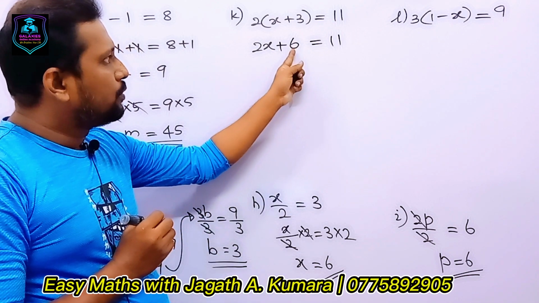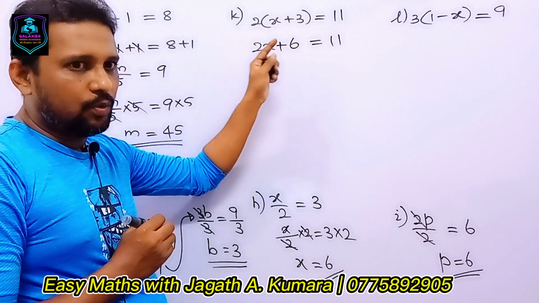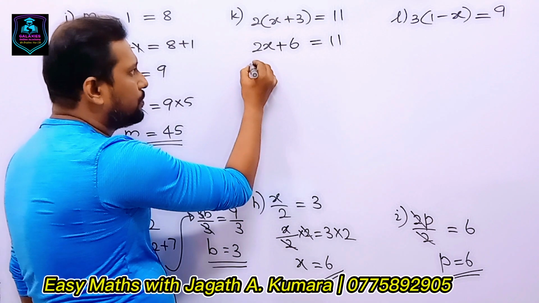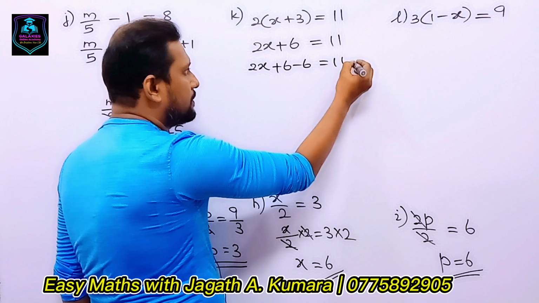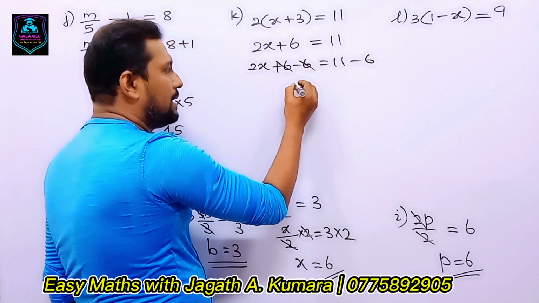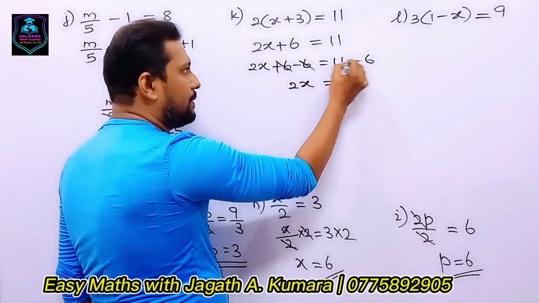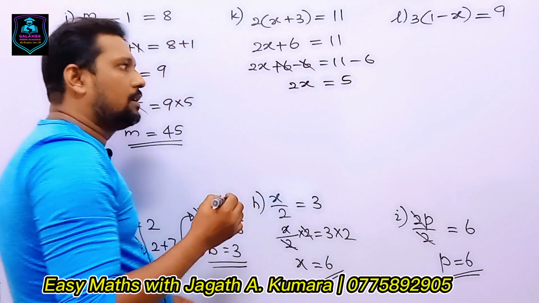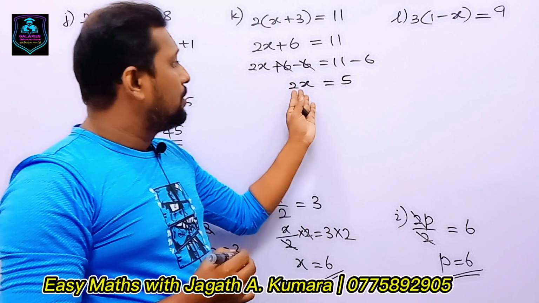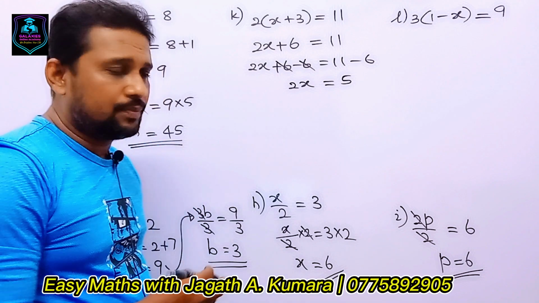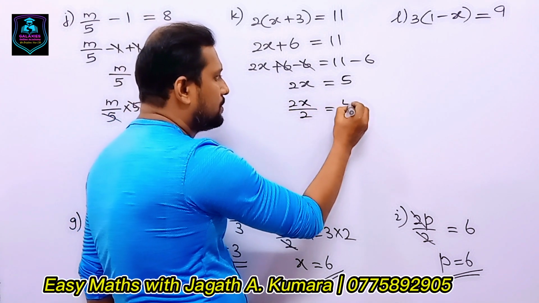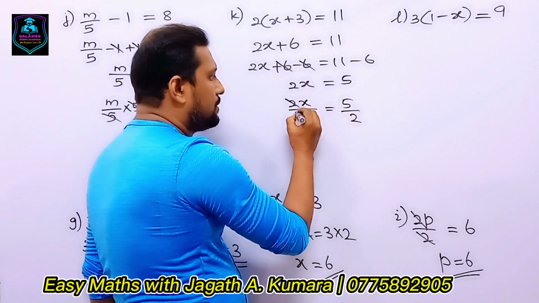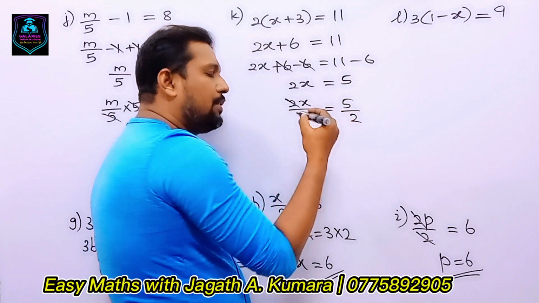Then we can remove this plus 6. To remove plus 6, both sides you have to put minus 6. Then these two cancel. 2x equal 5. Now what you have to do? You have to divide both sides by 2. Then x equal 5 over 2.